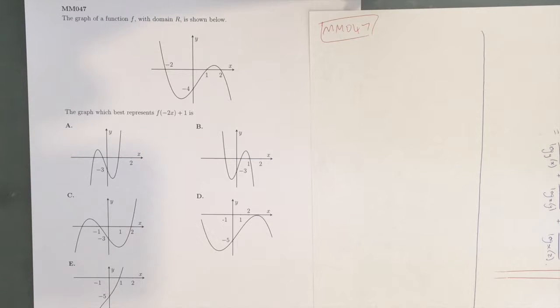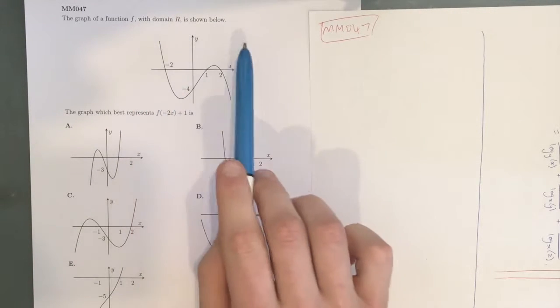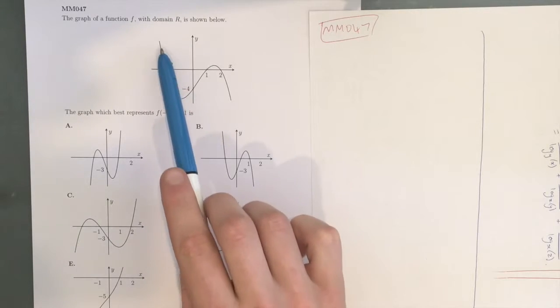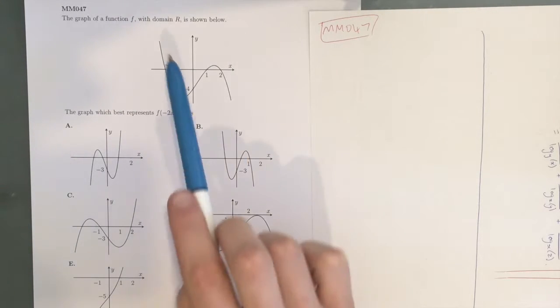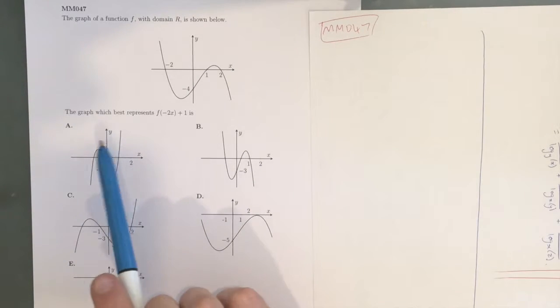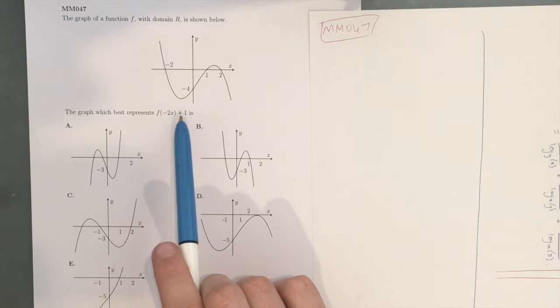Hey guys, this is question MM047 of the Maths Methods Sharpened Study Guide. We're given a graph of a function with domain R, and it's shown below. So this is clearly a cubic equation, and it's actually a negative cubic because it goes down like that. So what we're looking for is the graph which best represents f of negative 2x plus 1.